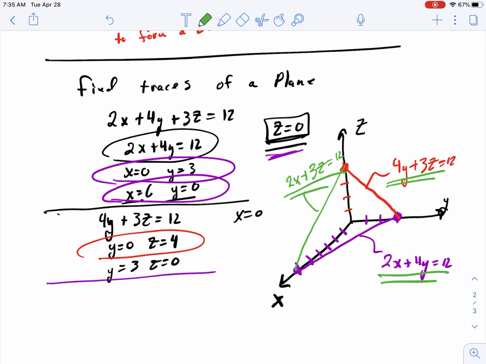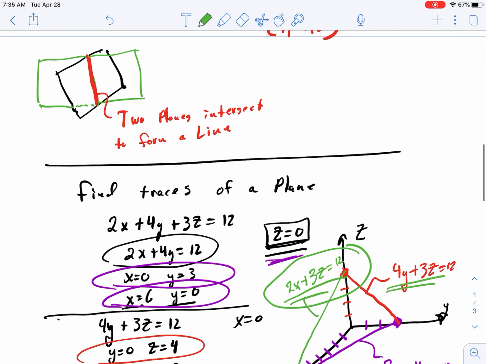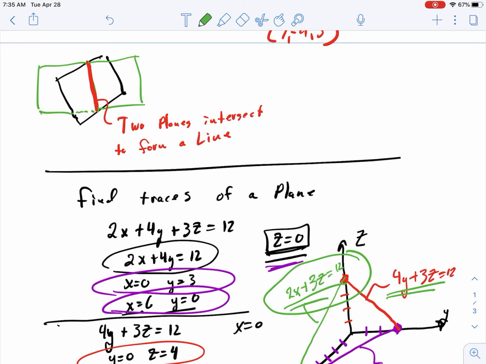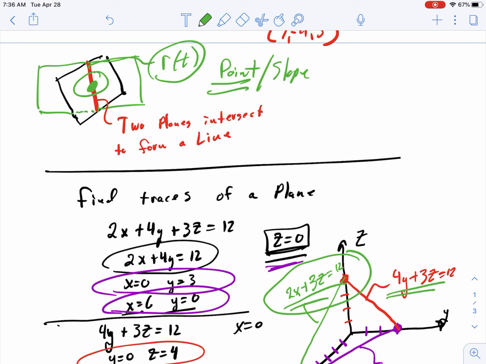But how does that help us? Well, if we use a trace, let's say this one here, of this plane, and the same trace of the other plane, what we have is two equations, two unknowns, and it will give us a single point on that line. So what we're going to do here is use two traces and find a common point. And remember, to write the equation of a line, you need a point and the slope.